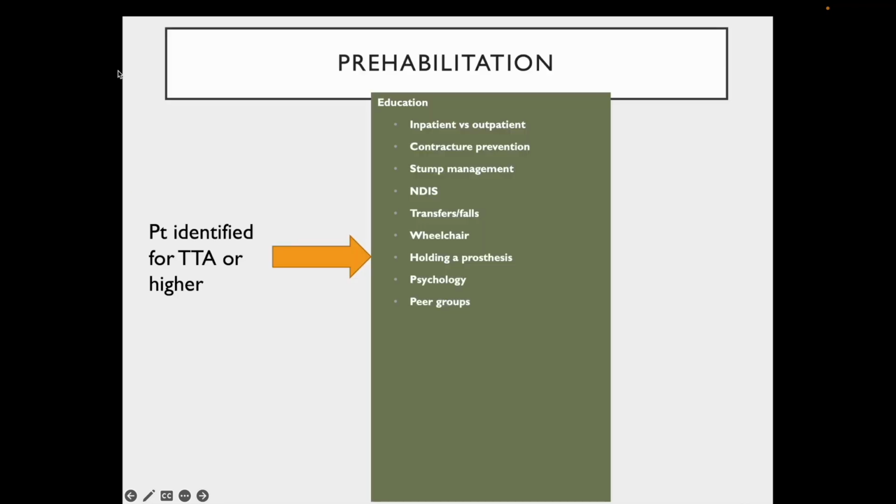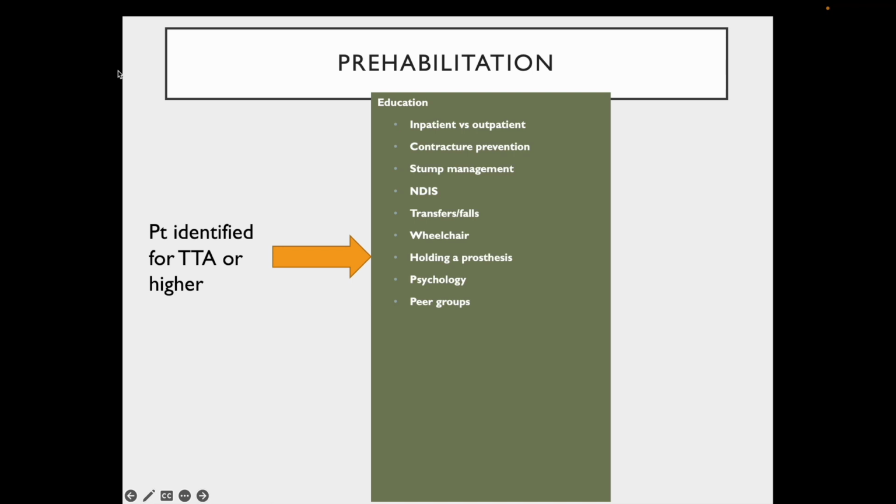So when a patient has been identified to need a transtibial amputation or higher, they are referred for prehabilitation. Most of what we do in prehabilitation is education. We explain to patients what we do as an inpatient and what we do as an outpatient, and very importantly, to set the expectations that gait training is done as an outpatient. We also teach them about contracture prevention and stump management, some of which I'll cover later on. We provide them information about NDIS or the National Disability Insurance Scheme, which is an insurance scheme that will fund their equipment, their care, as well as their prostheses for the rest of their life.